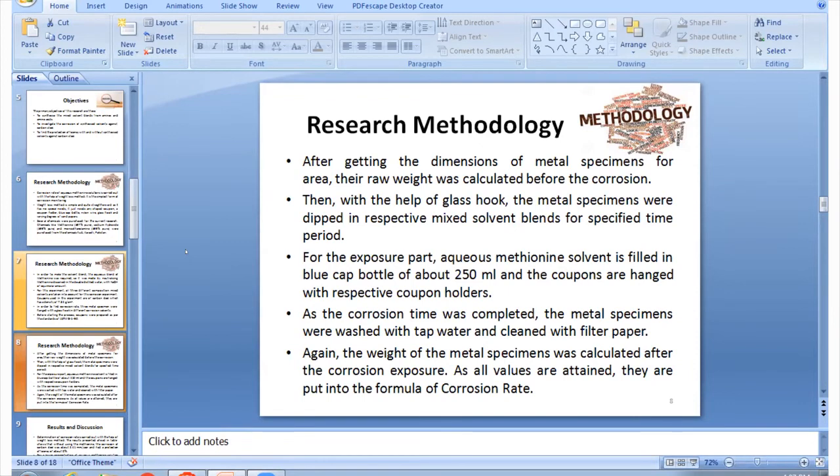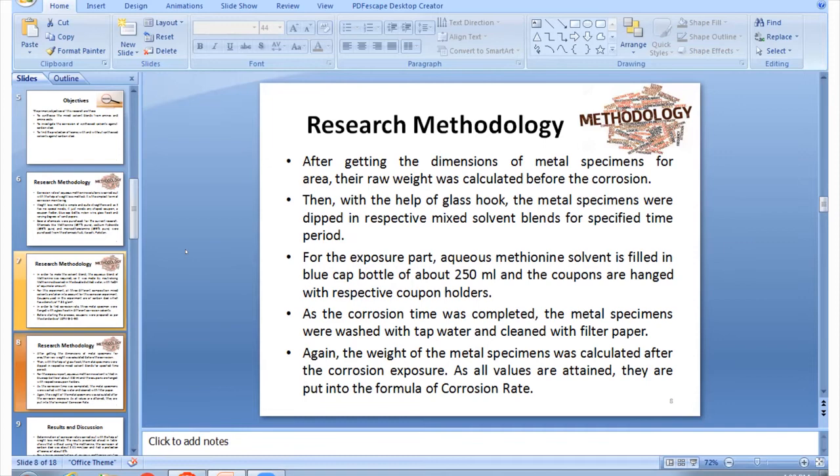Once the exposure is done, the post-exposure cleaning process starts, which is quite similar to the coupon cleaning process as explained above. As the corrosion time was completed, the metal specimens were washed with tap water and later on they were cleaned and left to dry. In order to save metal specimens from reacting with water or with the atmosphere due to humidity, the metal specimens were put into a closed jar for about 15 minutes. Again, the weight of the metal specimens was calculated after the corrosion exposure.